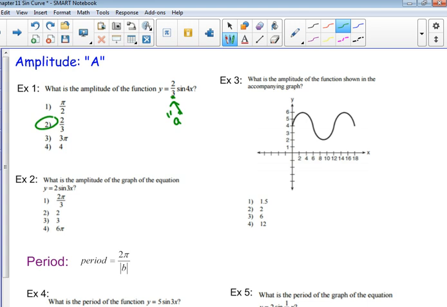So example 2, what are you thinking? Nice. A part 6? I don't think so. 2. Good job. Same deal. Amplitude, just the sine and cos.